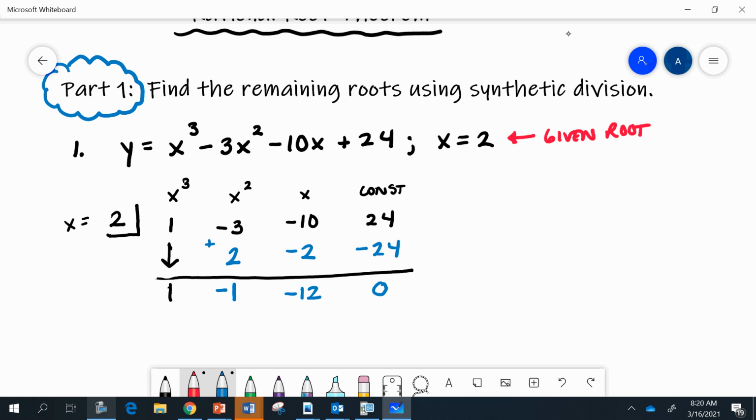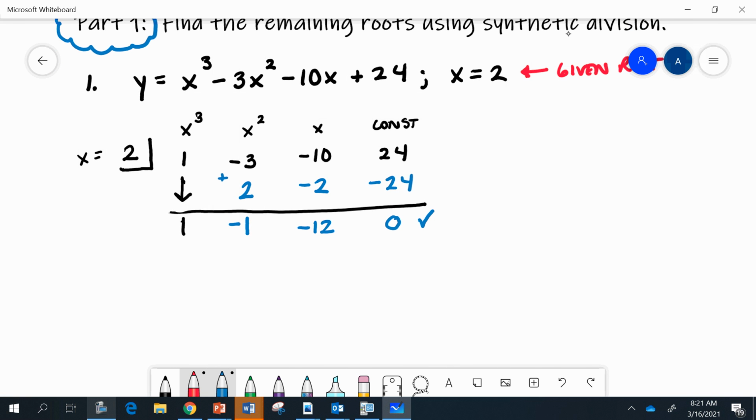So one thing we talked about in class is whenever you take a polynomial and divide it by a root, you will always get a remainder of 0. So that tells me that we're doing this correctly. Now we need to put our variables back in. If you started with x cubed and you divided, now the polynomial is reduced down to x squared. This is the x term, this is the constant, and this right here is the remainder. So if we put our variables back in, the resulting polynomial is x squared minus x minus 12. And this is now what we're going to solve to get the remaining roots.